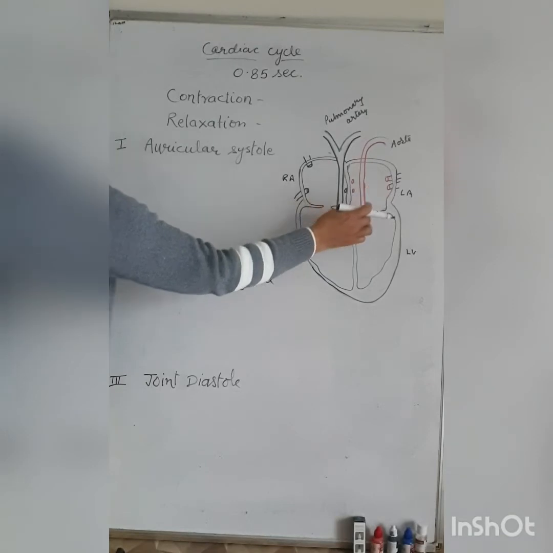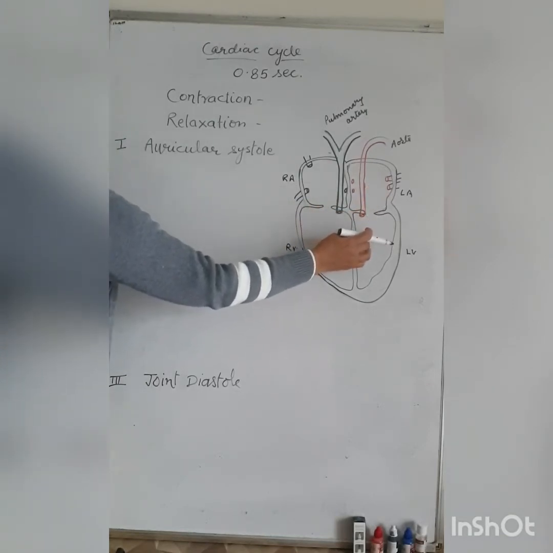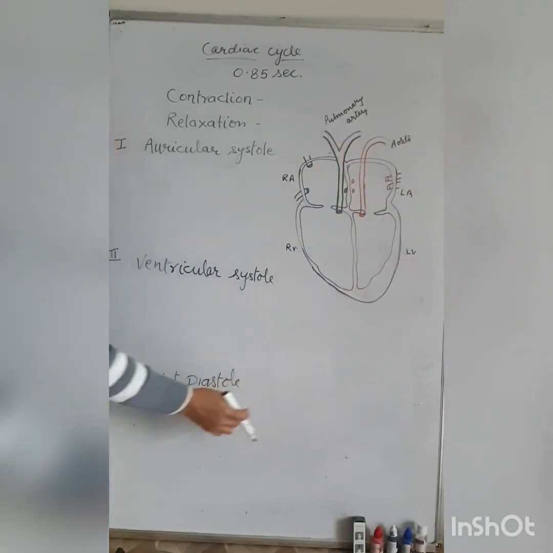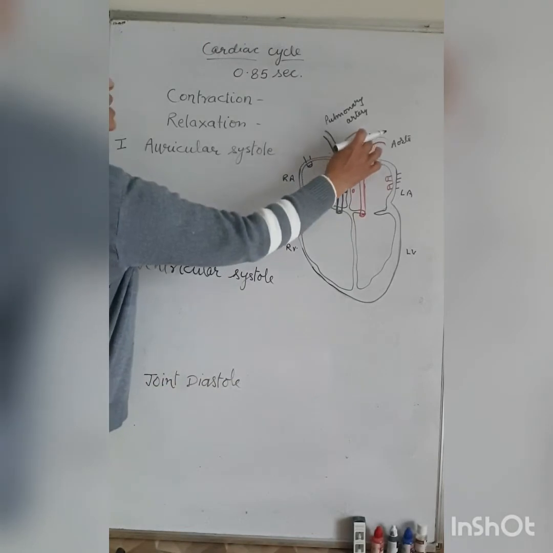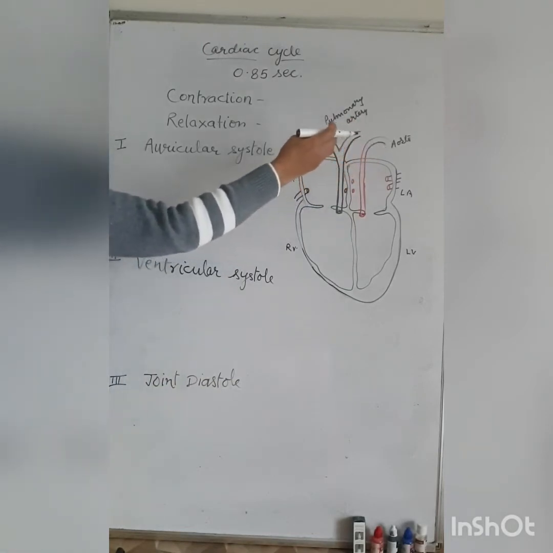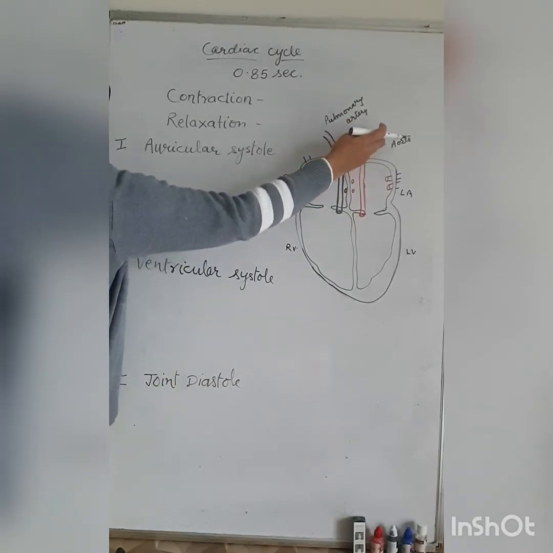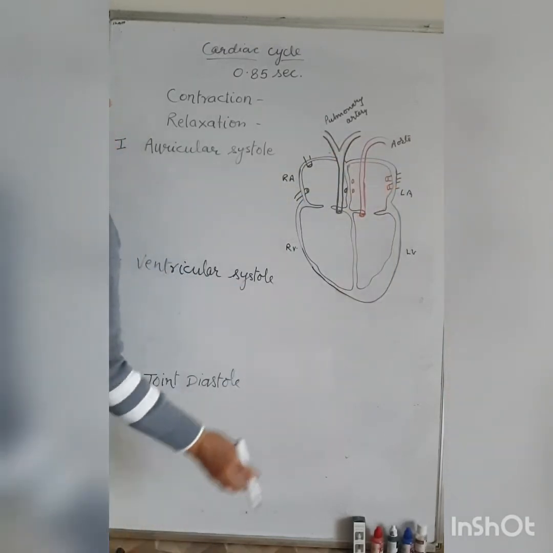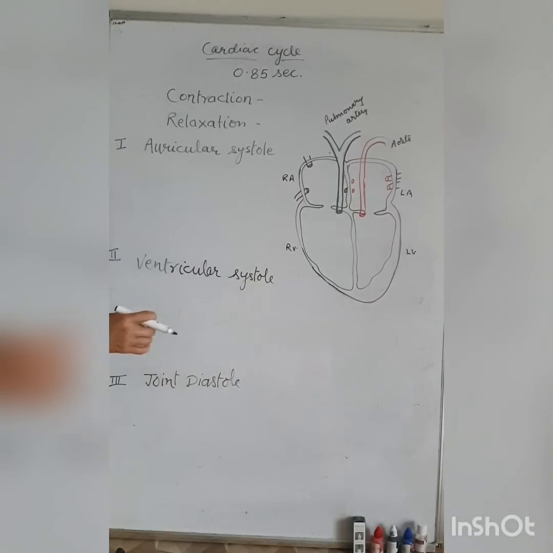And the aorta that emerges from the left ventricle carries the oxygenated blood to the different parts of the body. It is divided here into the subclavian, carotid, and other branches, which provide the oxygenated blood to the different parts of the body.